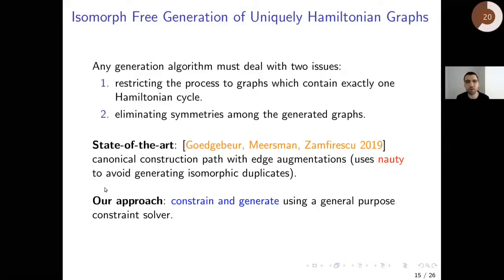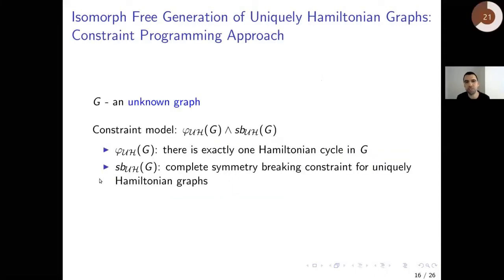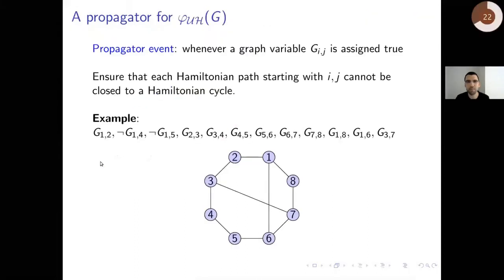Our approach, in contrast, is a constraint-based generate approach using a general purpose constraint solver. So let's move from theory to practice. Our constraint model has two parts. The first part ensures that the graph G that we search for is uniquely Hamiltonian, and the second part is the symmetry breaking constraint that I showed you in the previous slides. We implemented the first constraint using a custom propagator.